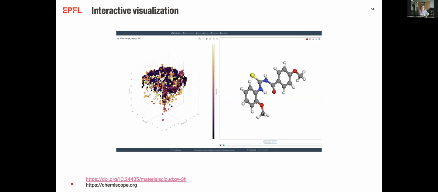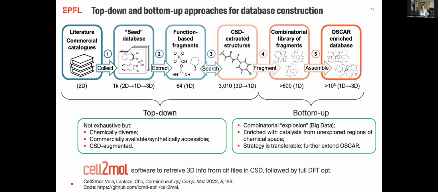We have everything available on Chemiscope. That's an example, a snapshot of this picture, but in principle, you can see the 3D structure. You can see a t-SNE map and also which properties have been computed for a given catalyst, properties that correlate with the catalytic activity in some examples that I won't have time to discuss today.